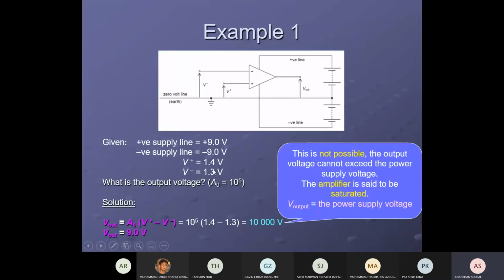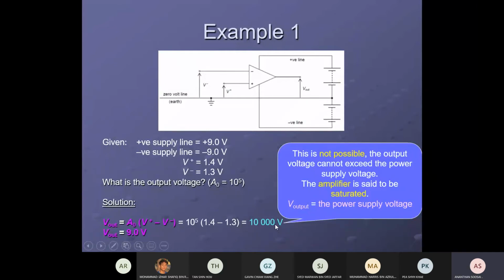So now the input: V positive is 1.4, V negative is 1.3. So the operational amplifier receives two inputs. One is 1.4, another one is 1.3. So what will the op-amp do? You go and calculate the output. Output is A naught, 10 to the power 5, times V plus, 1.4, minus 1.3. Output is 10,000. So the operational amplifier will instruct to give an output of 10,000 volt.